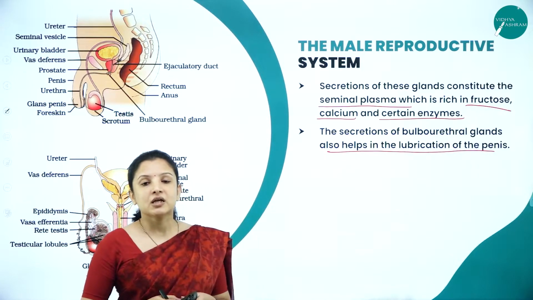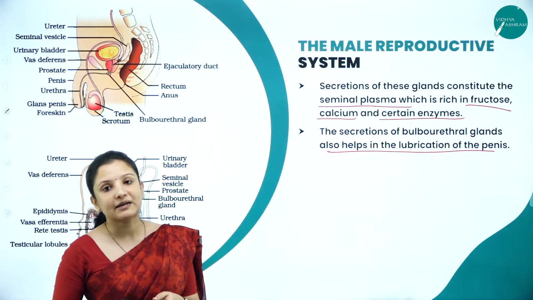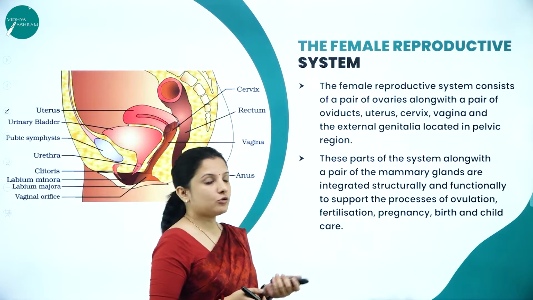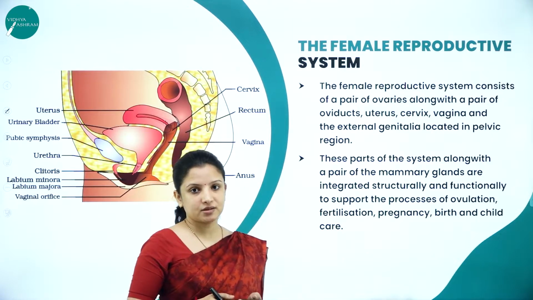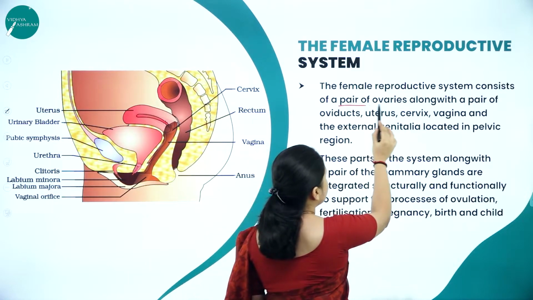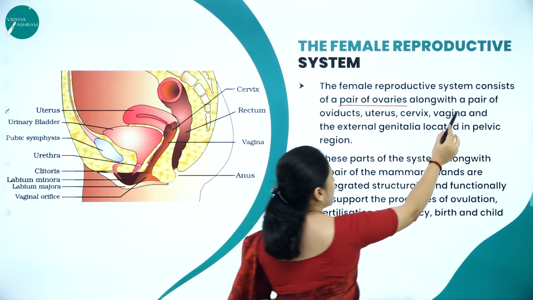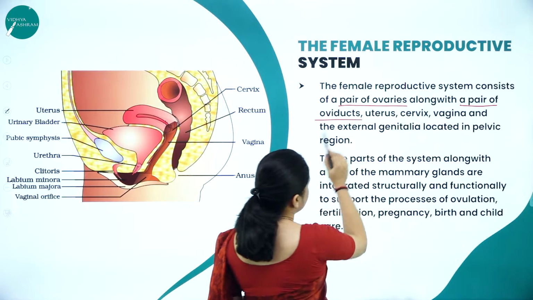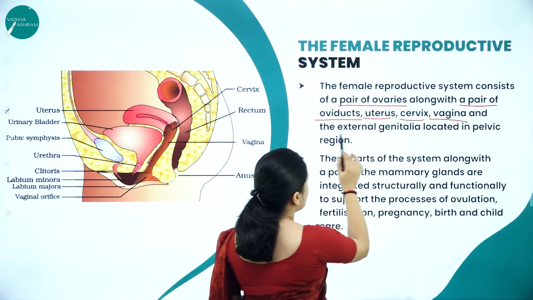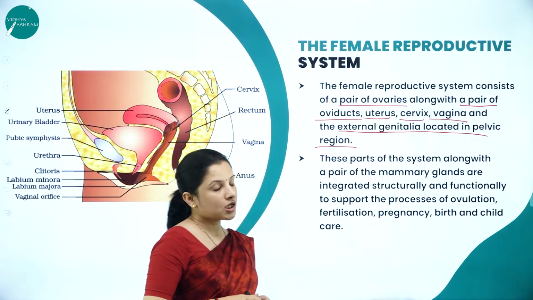So that is why each part of the male reproductive system is very important, because they participate in the process of reproduction. So next, moving on to the female reproductive system. The female reproductive system consists of a pair of ovaries, along with a pair of oviducts, which are tube-like structures, then the uterus, the cervix, the vagina, and the external genitalia, which is located in the pelvic region.